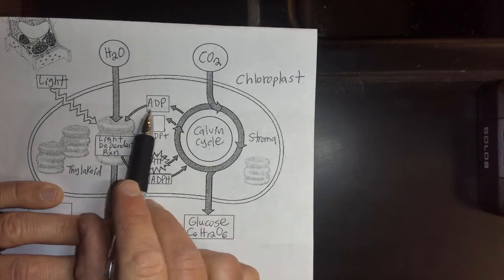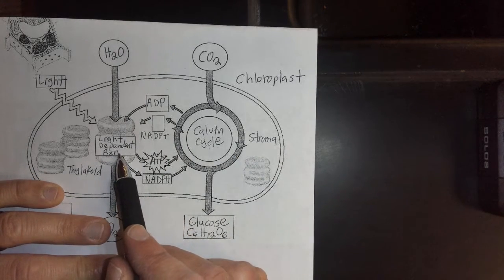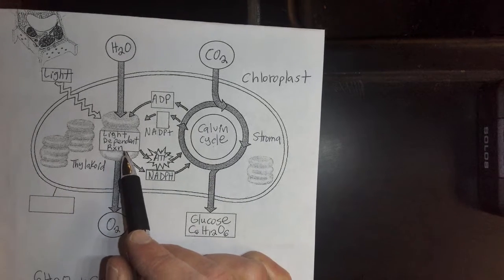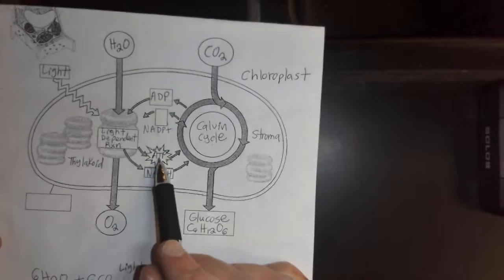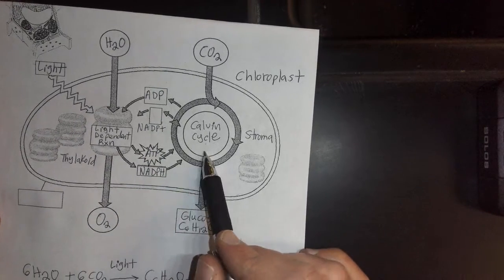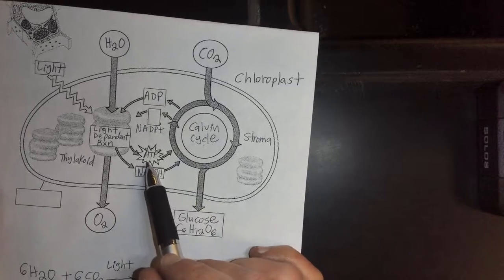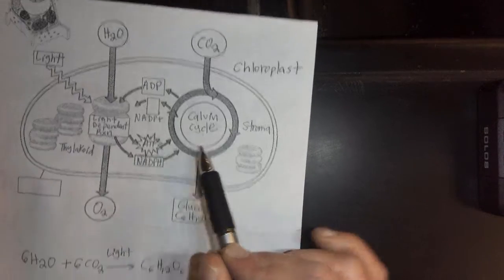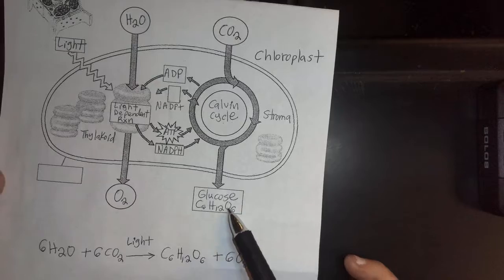These actually travel back to the light-dependent reaction to pick up more energy, so that they can become ATP and NADPH again. And then again, it's just going to repeat. They're going to send that energy over to the Calvin cycle so that glucose can be made.